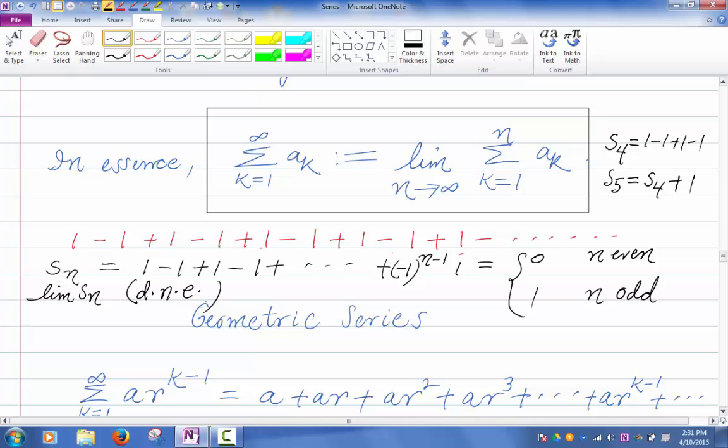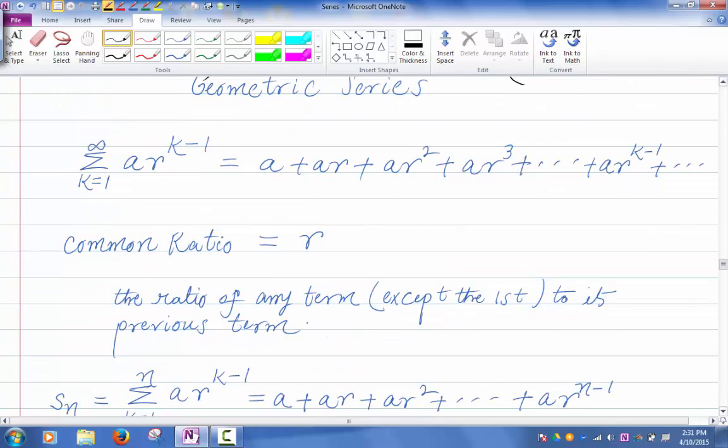Okay, so let's look at a geometric series. What is a geometric series? A geometric series is like this: summation k going from 1 to infinity, a multiplied with r to the k minus 1. A and r, these are constants here. So what is that series then? Well, when k is 1, you get a. When k is 2, you get ar. When k is 3, you get ar squared, and so on. Is everybody okay with that?